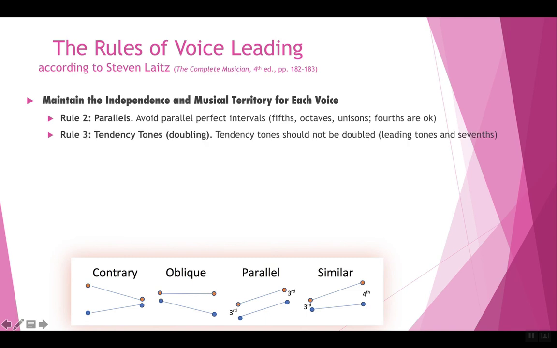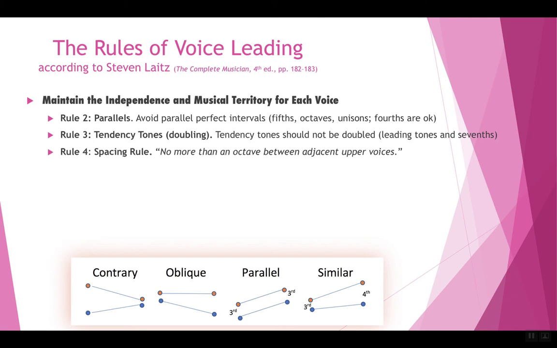Tendency tones, doubling. Tendency tones should not be doubled. This would be leading tones and sevenths of chords. Why can you not double your tendency tones? It's because the seventh always has to go down, the leading tone always has to go up. So if you're doubling the leading tone, you're going to get both voices going up in parallel octaves. Similarly, if you double the seventh of a chord, both those notes want to go down by step, so you're going to get parallel octaves.